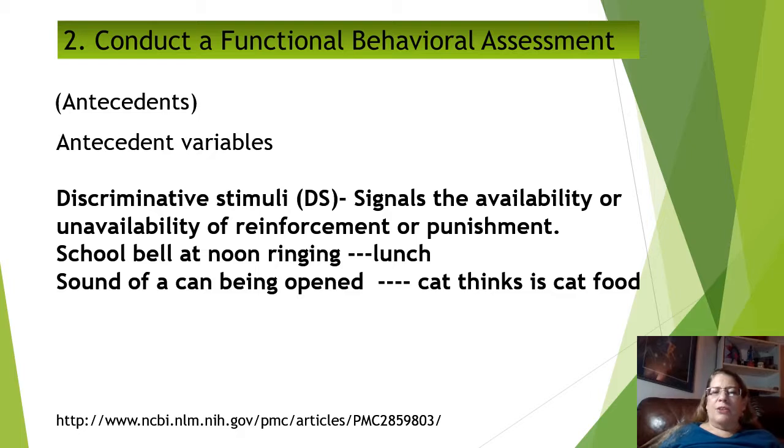The same thing goes if anybody owns a cat and the cat is used to having the wet, canned food. They'll get used to the sound of the can opener, and they'll come running whenever any can is opened, whether it's green beans for your own use, or whatever. The cat comes meowing. That's an example of a discriminative stimulus.